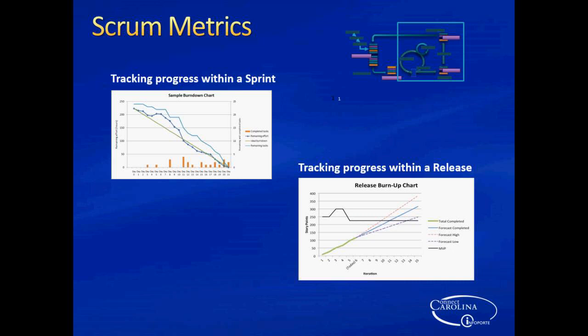And this, again, is showing the progress over the sprints towards the release. And kind of a varying range, max, min expectation based on your history.